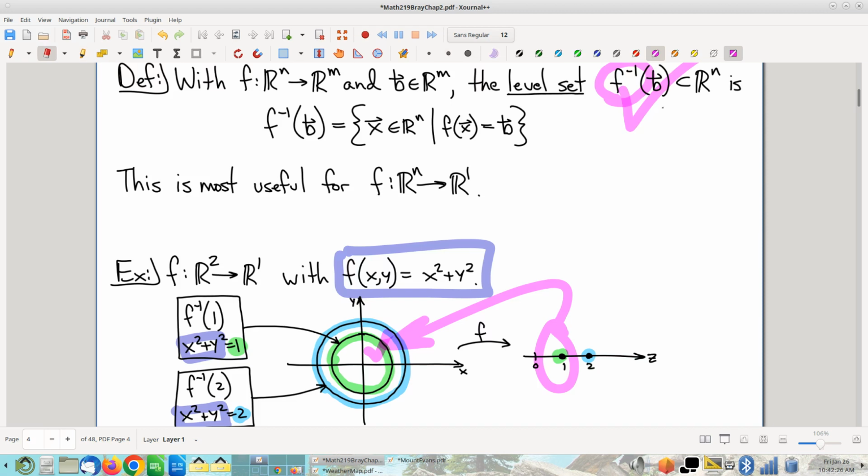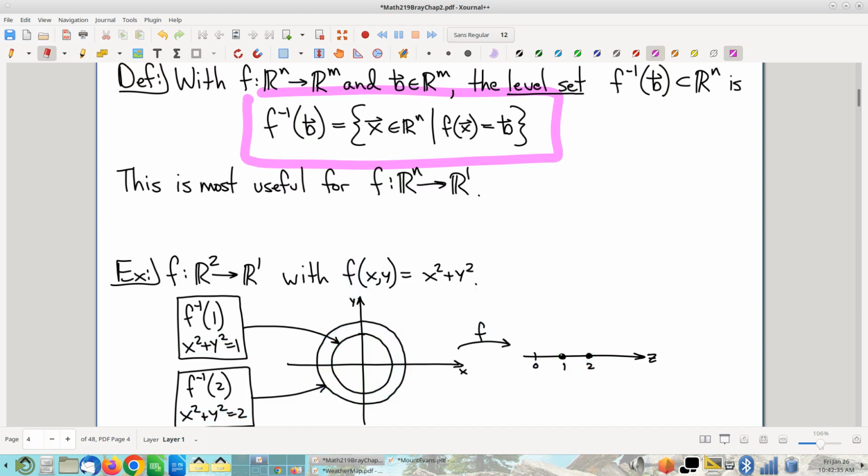And the formula for the level set right here: notice that the level set is a collection of inputs for which evaluating the function gives me a given output.